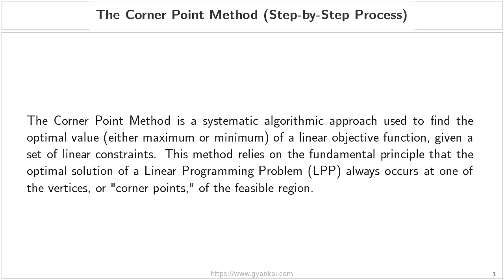We use this when we are working with a linear objective function that is subject to a specific set of linear constraints. The real magic behind this method lies in a fundamental principle of linear programming problems, or LPPs. The principle states that the optimal solution, that perfect point we are searching for, will always occur at one of the vertices, which we also call the corner points, of the feasible region. In other words, instead of checking every single point in a shaded area, we only need to focus our attention on the corners. Below is the detailed, step-by-step process to solve an LPP using this method.